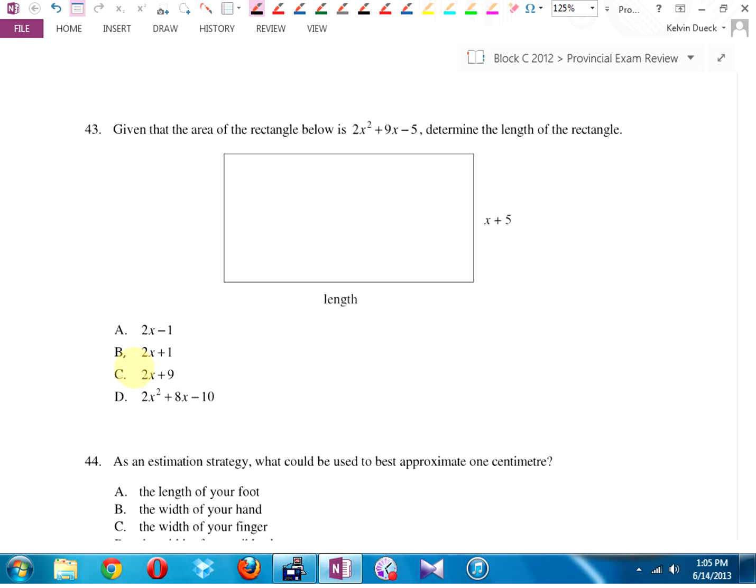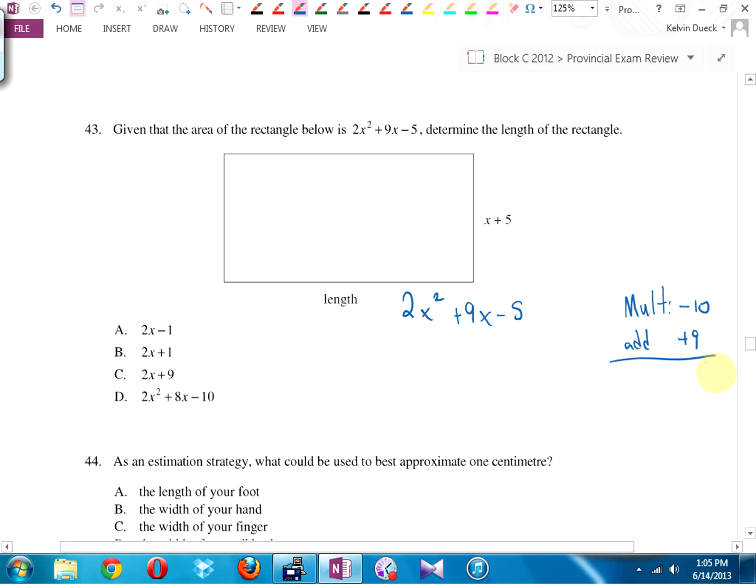GCF? How many terms? Something in front of the squared. This is the new grade 10 ones. We start out writing down the product, the term. We say we're looking for two numbers that multiply to what? Negative 10. And add to what? Positive 9. What are two numbers that multiply to negative 10 and add to positive 9? 1 and 10. Which one's which? Positive 10, negative 1.